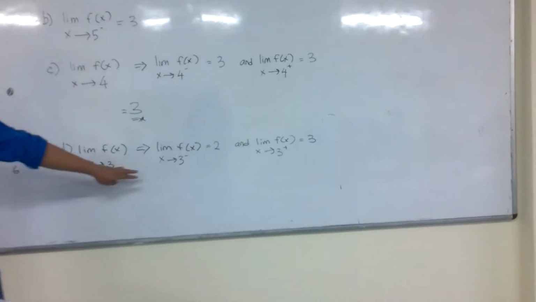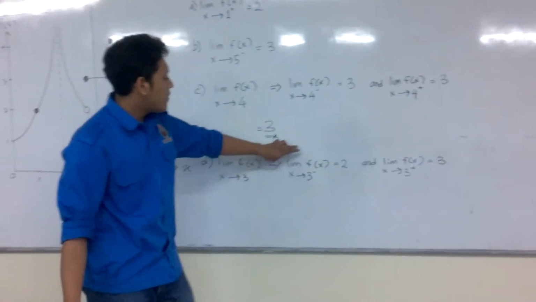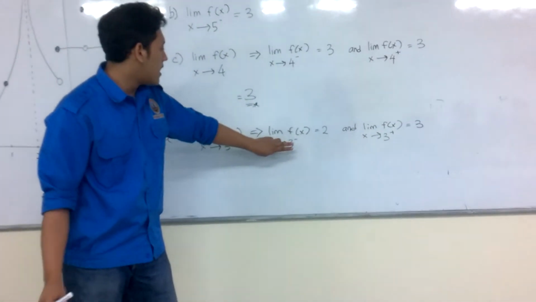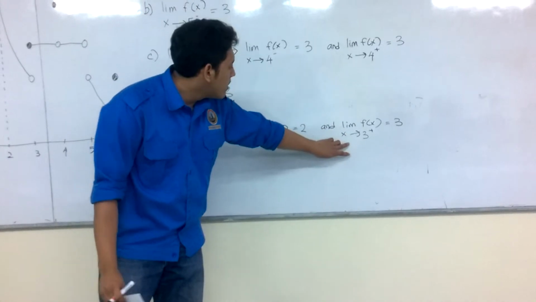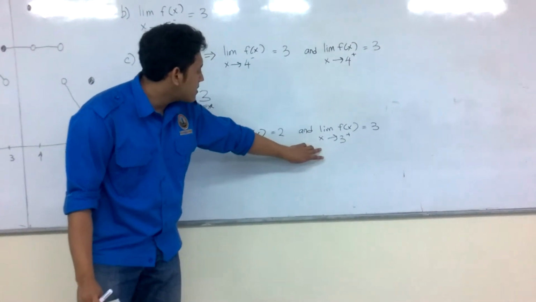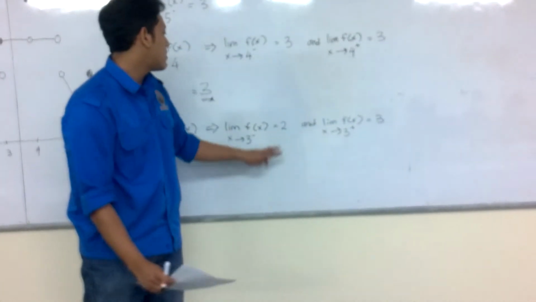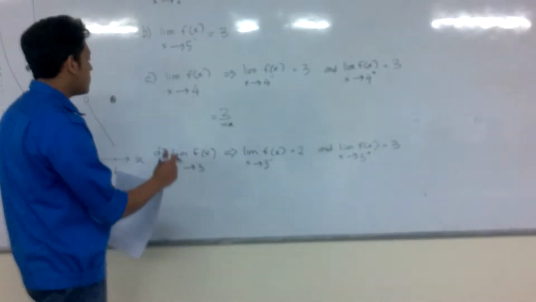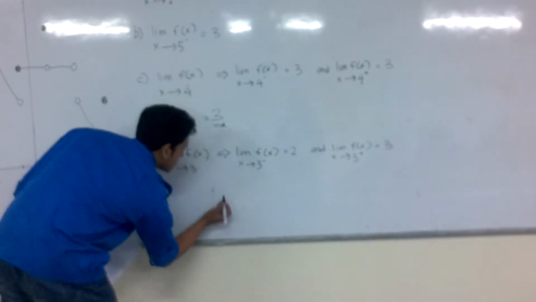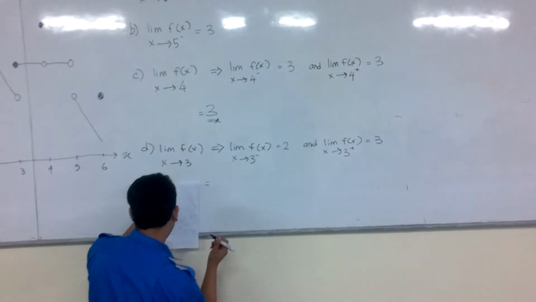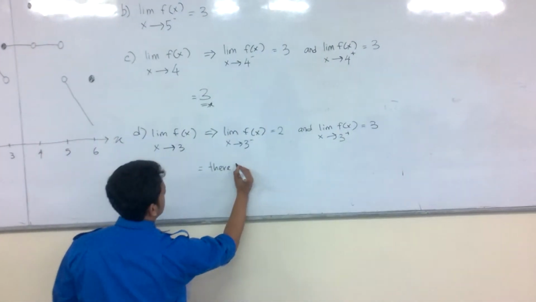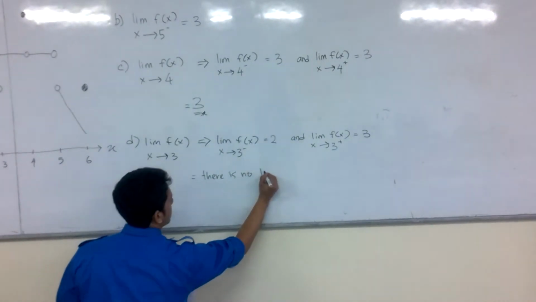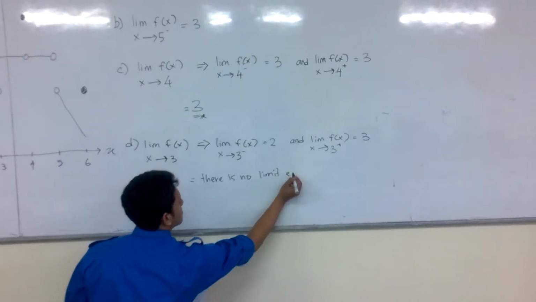So here we can see that the limit of f(x) as x approaches 3 from the left is different from x approaches 3 from the right, 2 and 3. So for this question, the answer is there is no limit exists.